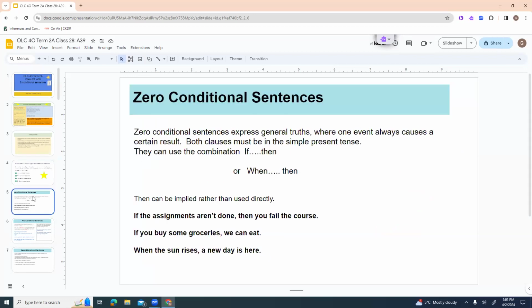Okay. 0 conditional sentences express general truths where one event will always cause a certain result. Both clauses must be written in the simple present tense for the verbs. They can use the combinations if then or when then, and the then can sometimes be implied rather than written directly. If the assignments aren't done, then you fail the course. If you buy some groceries, we can eat. When the sun rises, a new day is here.